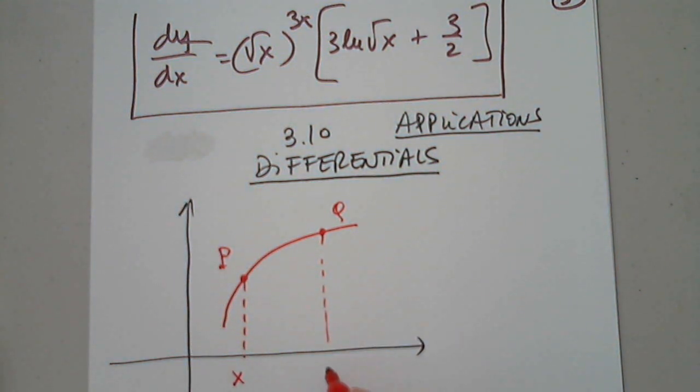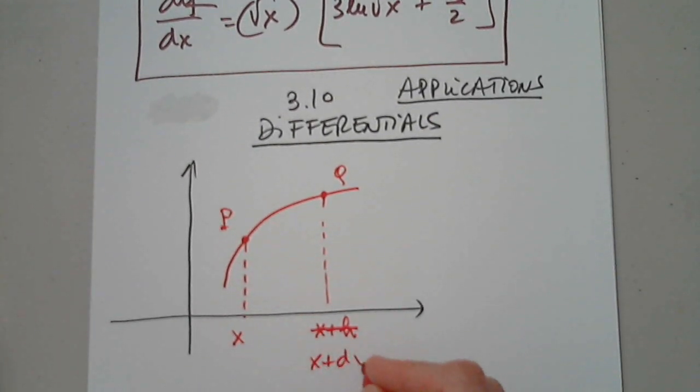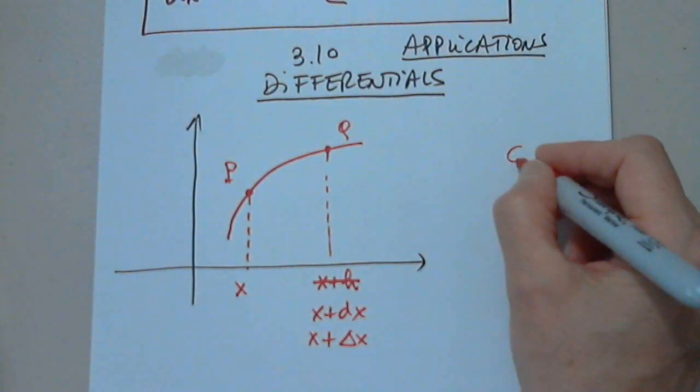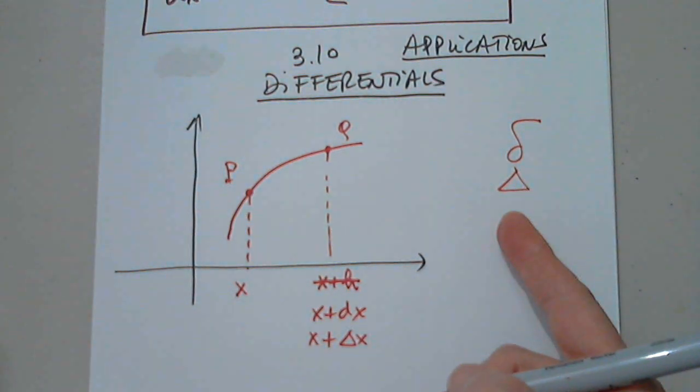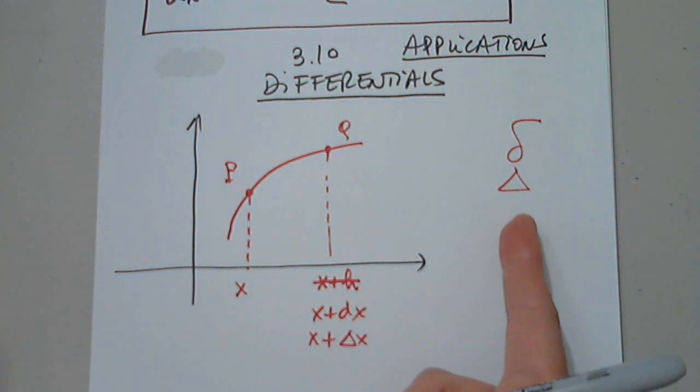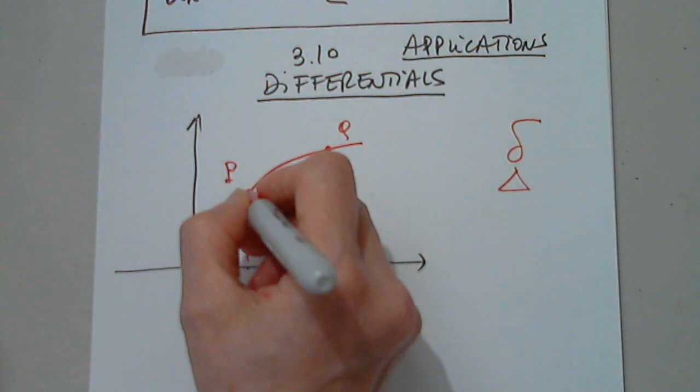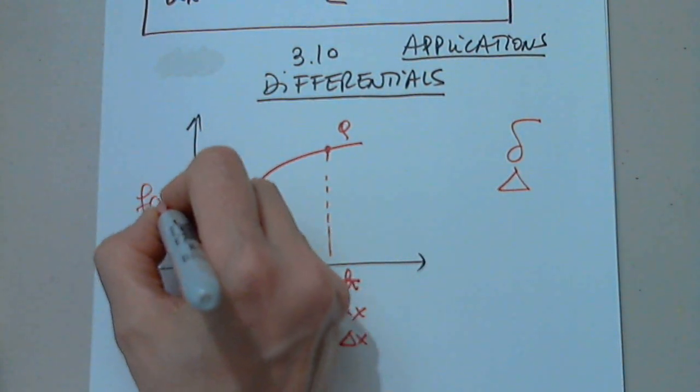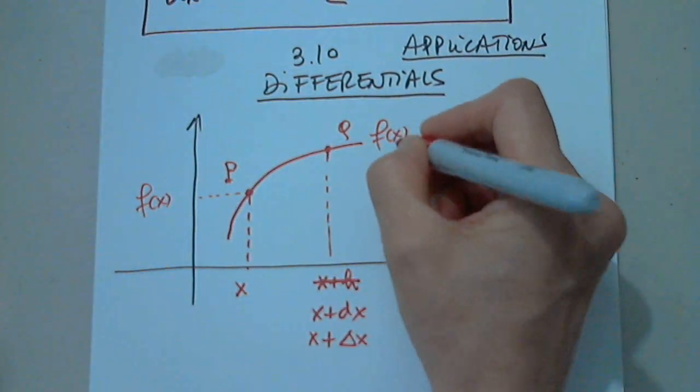And this is X. This should normally be X plus H, but we're not going to use this notation now. We're going to use X plus dx or X plus delta X. And I was explaining, yes, this is delta and this is also delta. This is lowercase, this is uppercase. Of course, we know that this is f of x because this is function f of x.